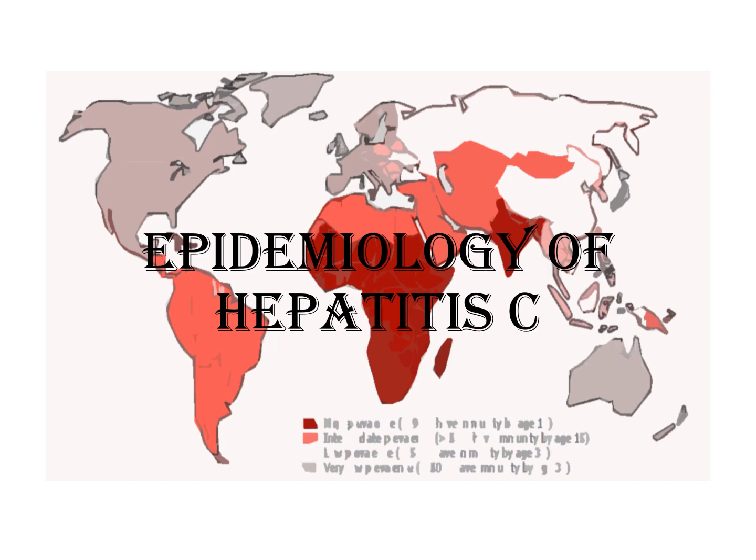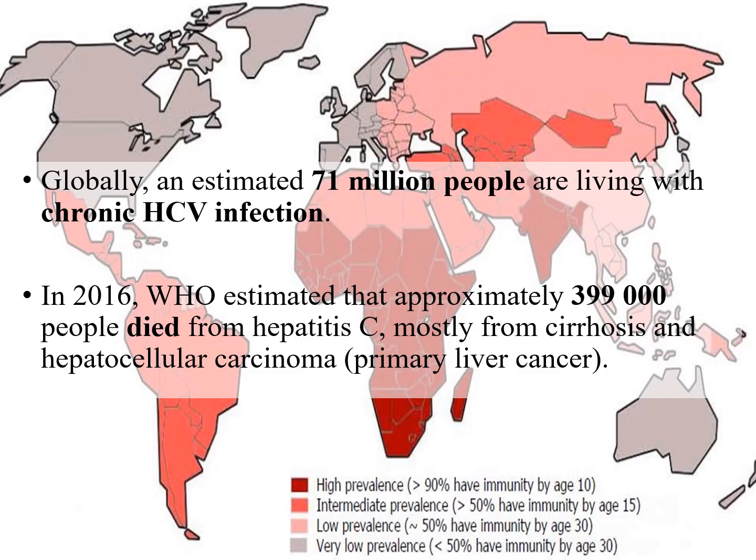Epidemiology of hepatitis C. This virus is found worldwide. Globally, an estimated 71 million people are living with chronic HCV infection. In 2016, WHO estimated that approximately 399,000 people died from hepatitis C, mostly from cirrhosis and hepatocellular carcinoma, primary liver cancer.